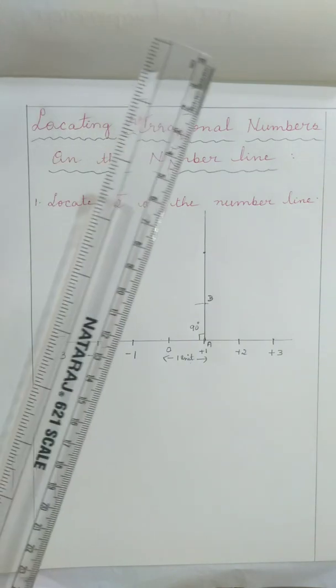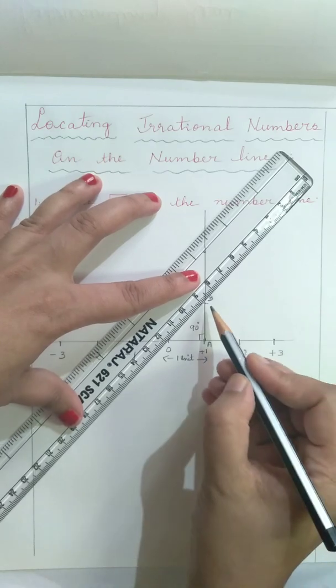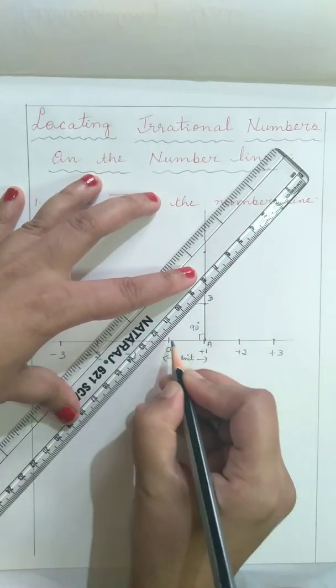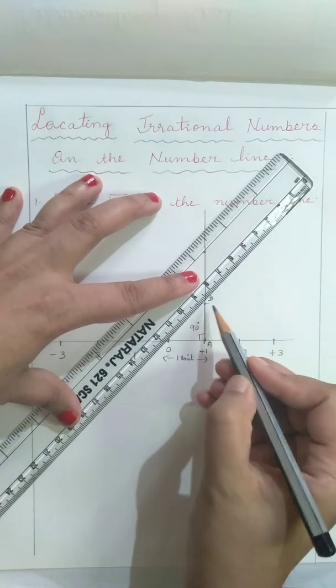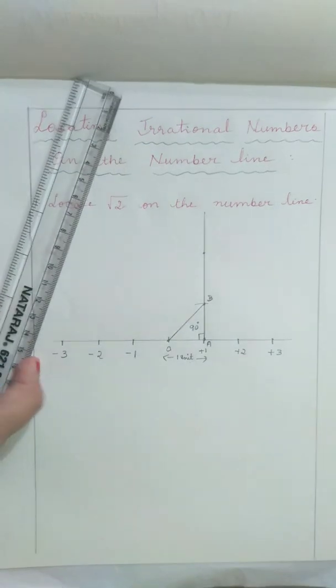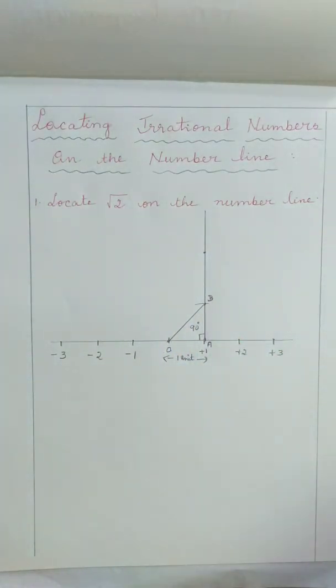Then use your scale, draw from O to B a straight line. So here it is B, here it is O. So draw a straight line. Okay, so a right angle triangle is formed.